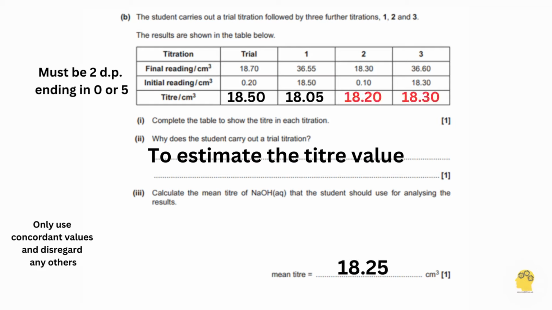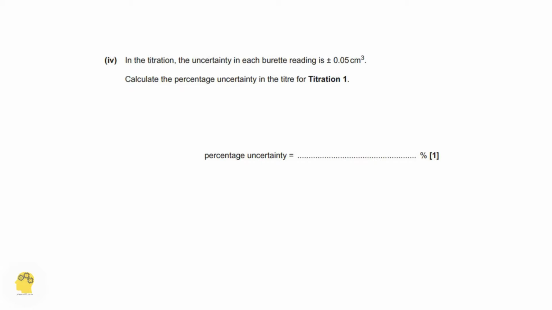So this gives a mean titer value of 18.25 centimetre cubed. Note again, it's to 2 decimal places. You will have had practice at calculating overall percentage uncertainty in PAG activities. Each piece of equipment has its own uncertainty associated with it.